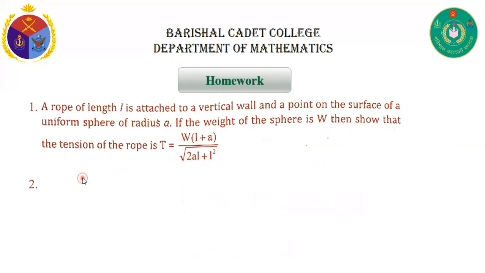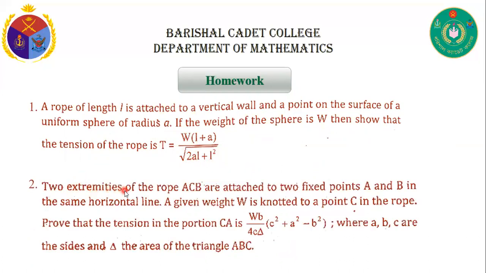Okay. Now number 2. Two extremities of the rope ACB are attached to two fixed points A and B in the same horizontal line. A given weight W is knotted to a point C in the rope. Prove that the tension in the portion CA is W B divided by 4 del, where C square plus A square minus B square, where A, B, C are the sides and del is the area of the triangle. So I solved 8 problems and I will give you 5 problems. So that's 13 important problems.